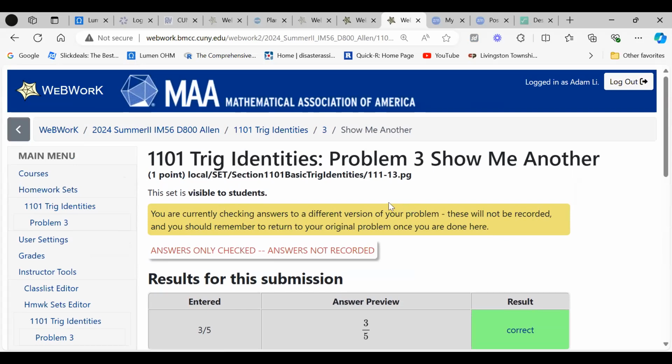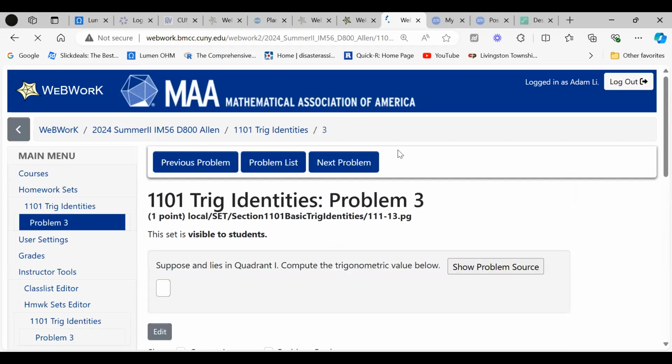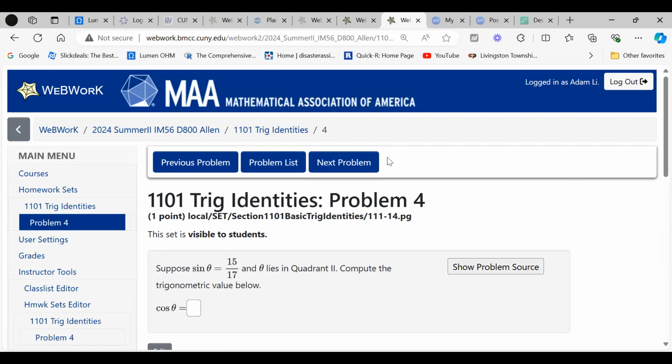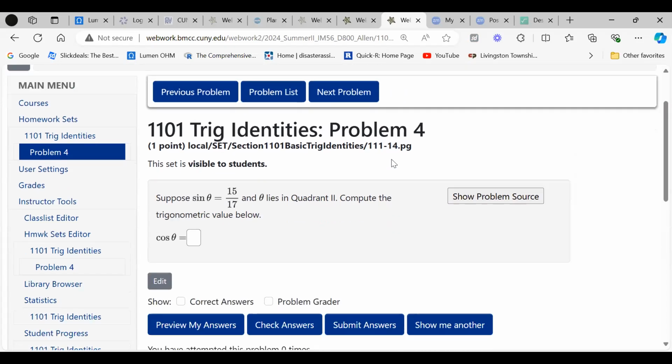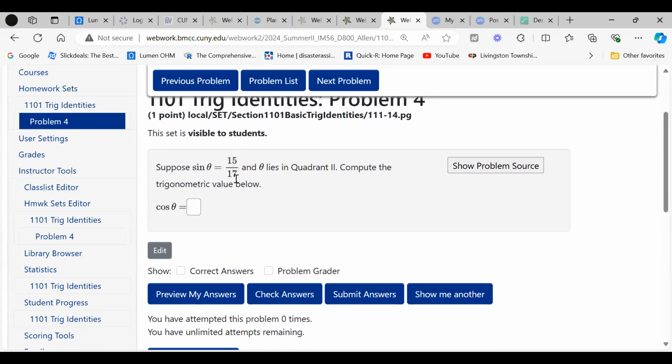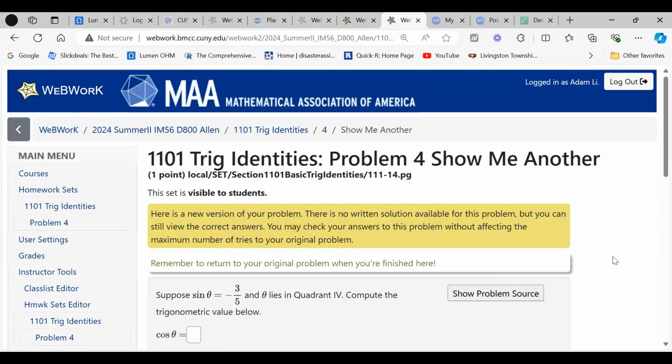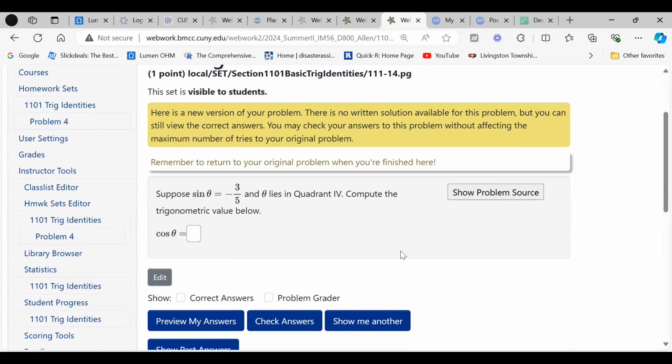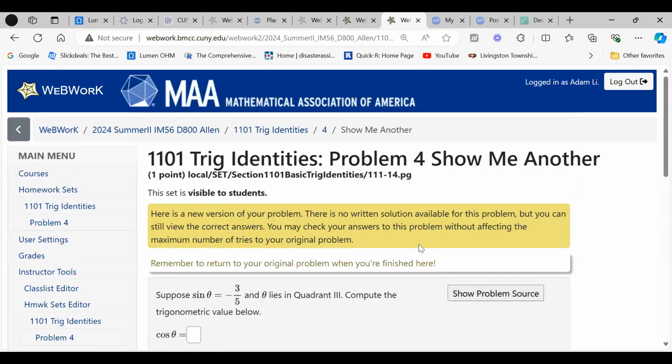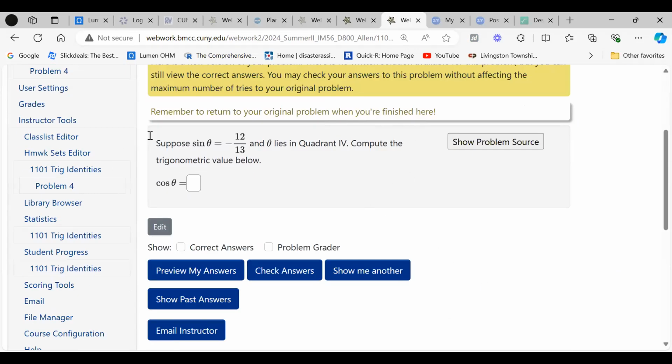Any question about this? Now, given the sine theta, we're also looking for cosine theta. Let's try this one. That number is too familiar. Let's try this one. This is better.